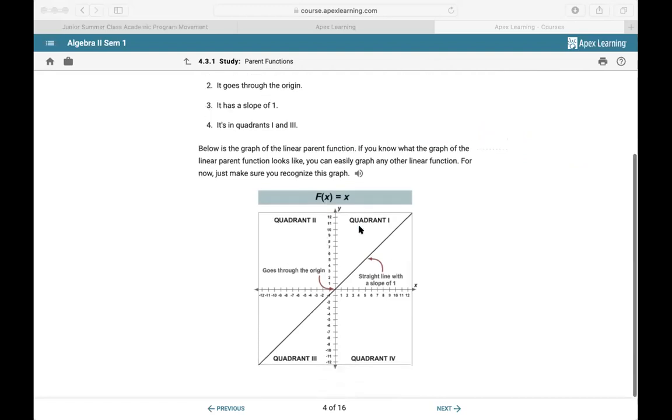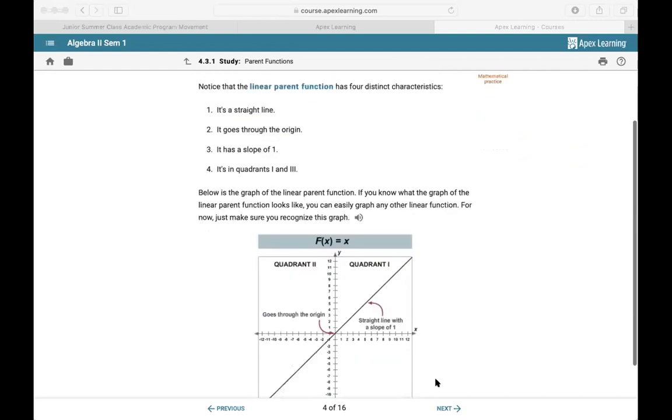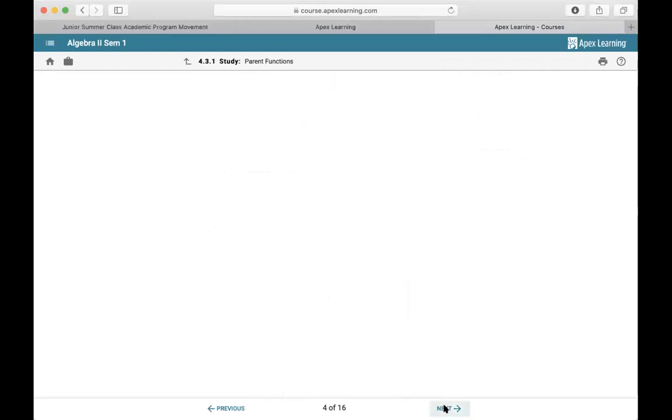If you're unfamiliar with that, you could always look up on Google quadrants on a graph. But quadrant 1 is in the right corner, then 2, 3, and 4. So these are the basic characteristics that identify this as a linear line, and it identifies it as our linear parent function.